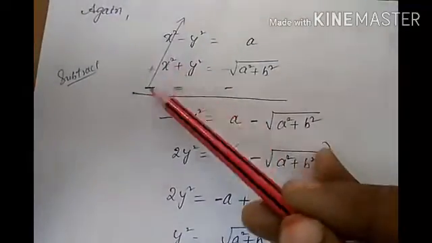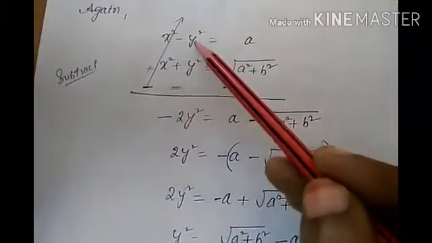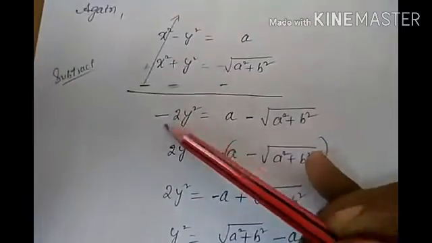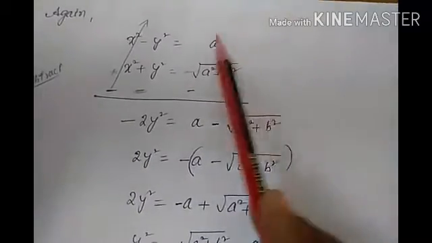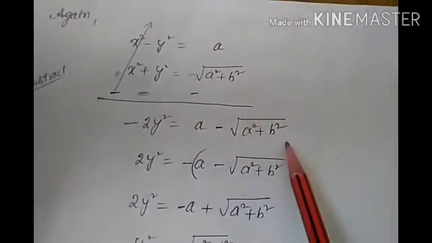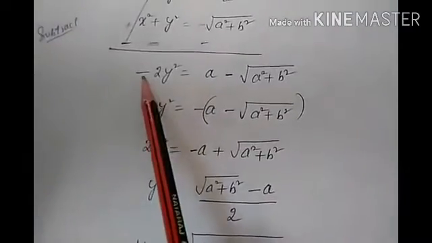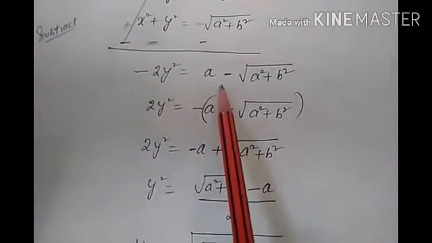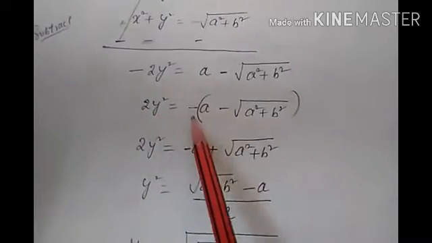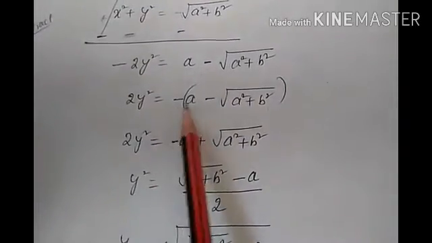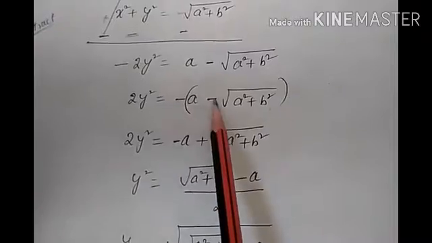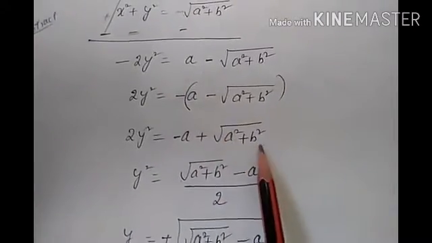Subtracting, plus x square and minus x square get cancelled, and minus y square gives minus 2y square, which is equal to a minus square root of a square plus b square. Now, if you transpose minus to the right hand side, 2y square equals minus a minus into minus plus root a square plus b square.